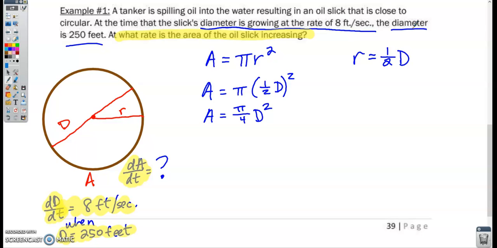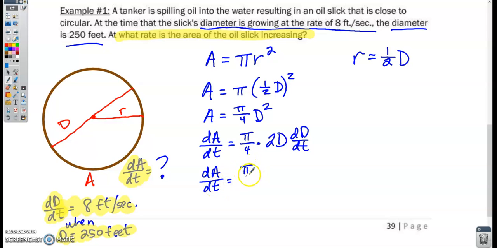Now we're going to differentiate this with respect to time. So I've got dA/dt is equal to pi over 4 times 2D dD/dt. And so simplifying that, we get dA/dt is equal to pi over 2 D dD/dt.